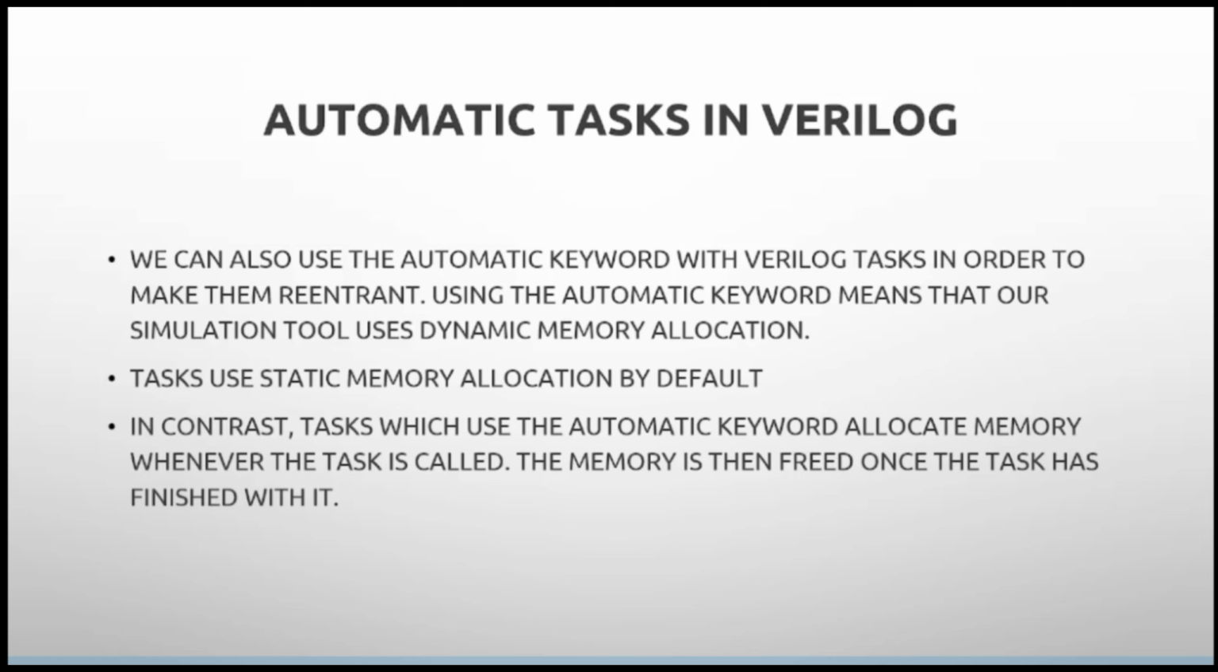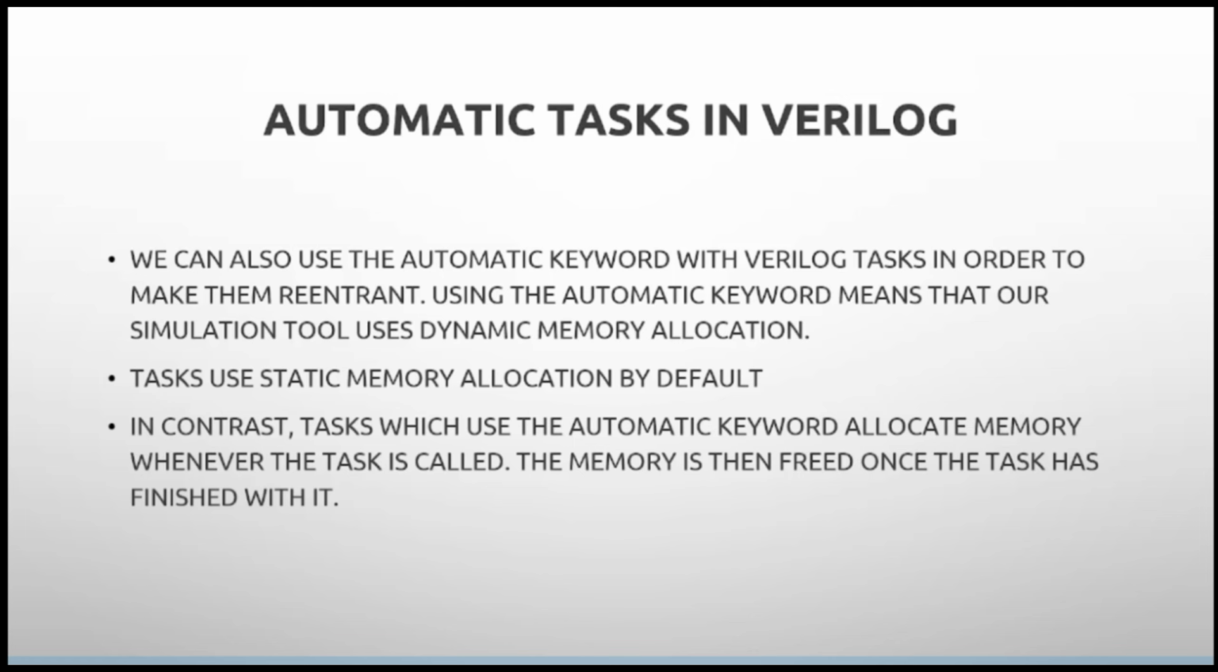That means as soon as you have returned the task, it will be allocating the memory locations. But when it comes to an automatic task, what happens? The allocation of the memory is done when you are calling that particular task. Clear? Yes. So that is the difference between static task and automatic task.